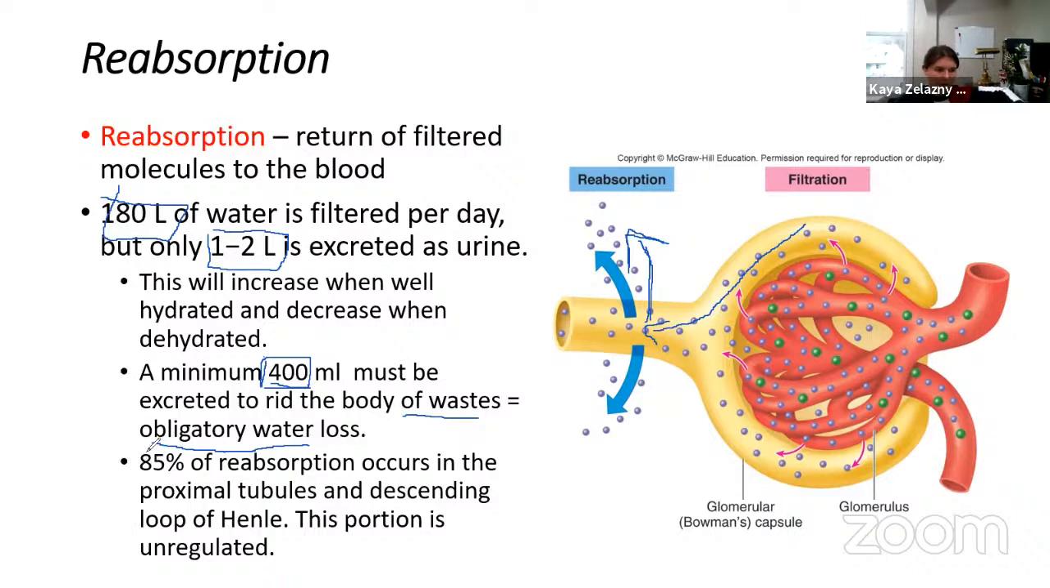So 85% of the reabsorption of water is occurring in the proximal tubules and the descending loop of Henle, which is the part of the nephron we'll get to after the proximal tubule. This part of reabsorption is unregulated, which is to say we're not using energy to do it. We're not using hormones and stuff to do it.